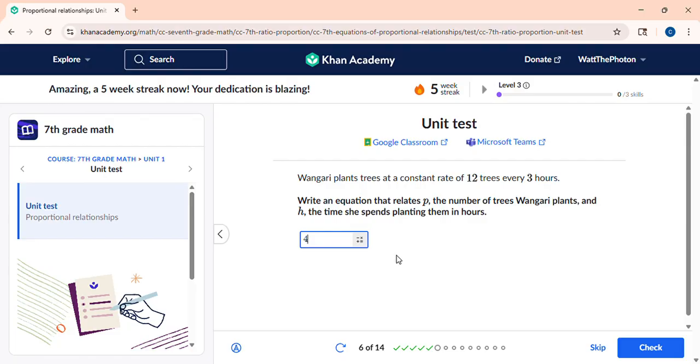4, so it's not T. 4T equals H. So for every 3 hours, she has 12 trees. Or no, I think that's flip-flopped. For every 3 hours, she has 12 trees. H equals P. For 3 hours, she has 12 trees.